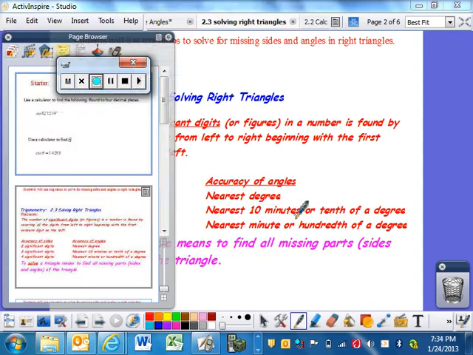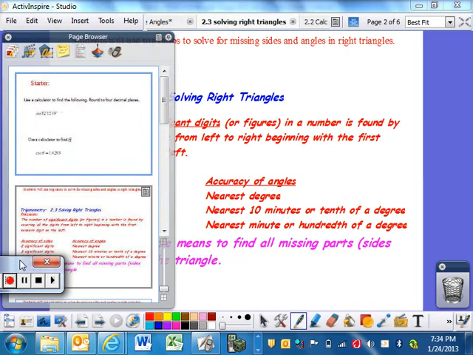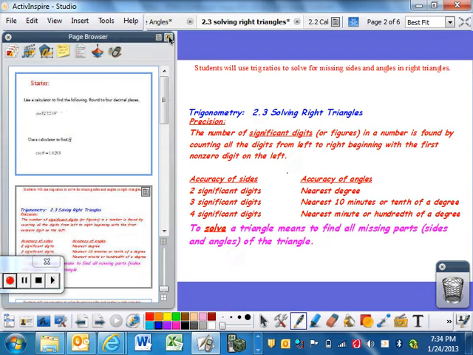Alright, this is section 2.3. This is going to be basically solving right triangle trig. So you're going to have right triangles through this whole entire section, and we're going to solve them.